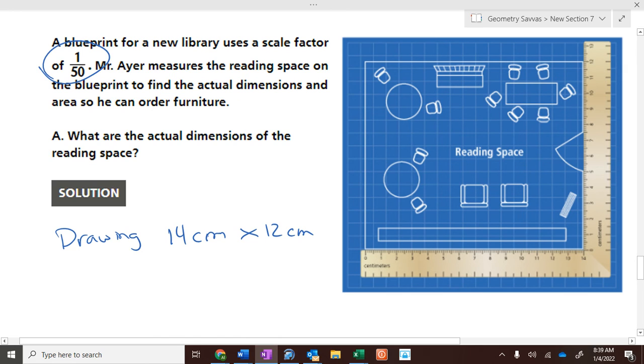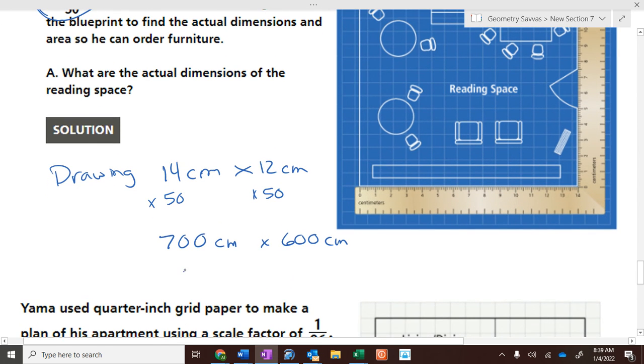Well, how many times bigger will it be if the scale drawing is 1/50th of the actual room? How many times bigger is the actual room? 50 times bigger. So you take each of these times 50. What's 14 times 50? 700 centimeters. What's 12 times 50? 600 centimeters, which if we change them to meters is 7 meters by 6 meters.